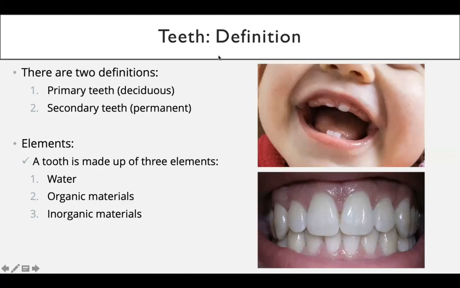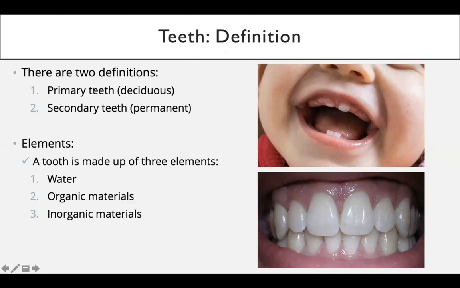Okay, let's see. Definition. There are two definitions. Primary teeth, also known as deciduous teeth. Baby teeth and milk teeth are the layman's terms, but these two are the medical terms. This baby is showing his or her baby teeth, which are also known as deciduous teeth.